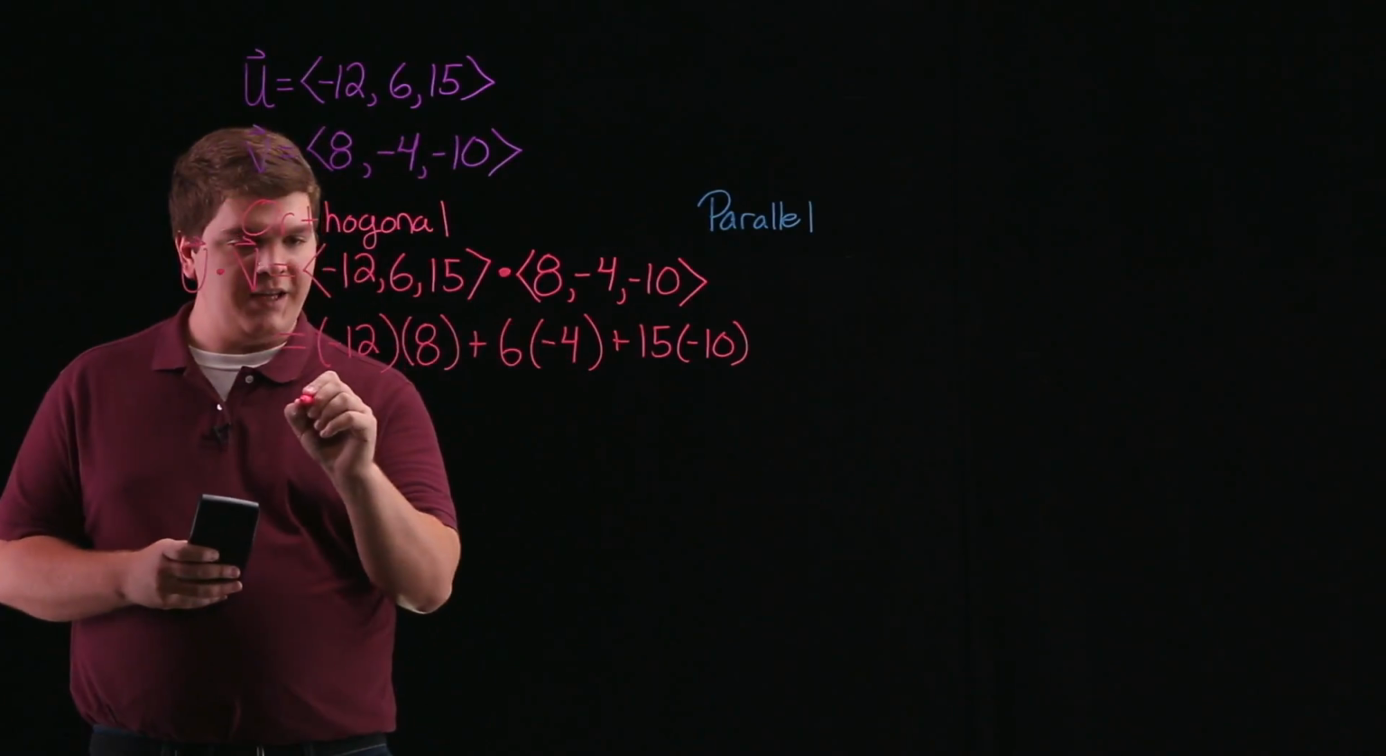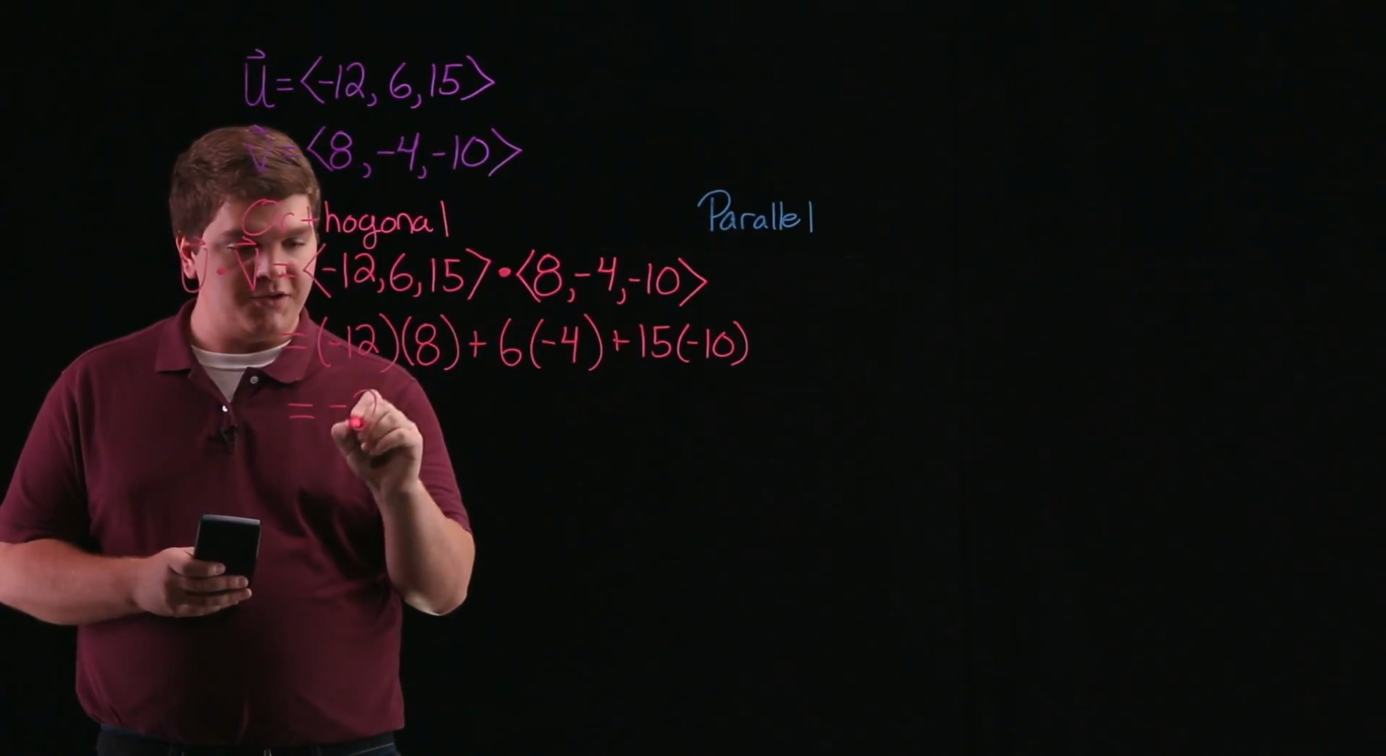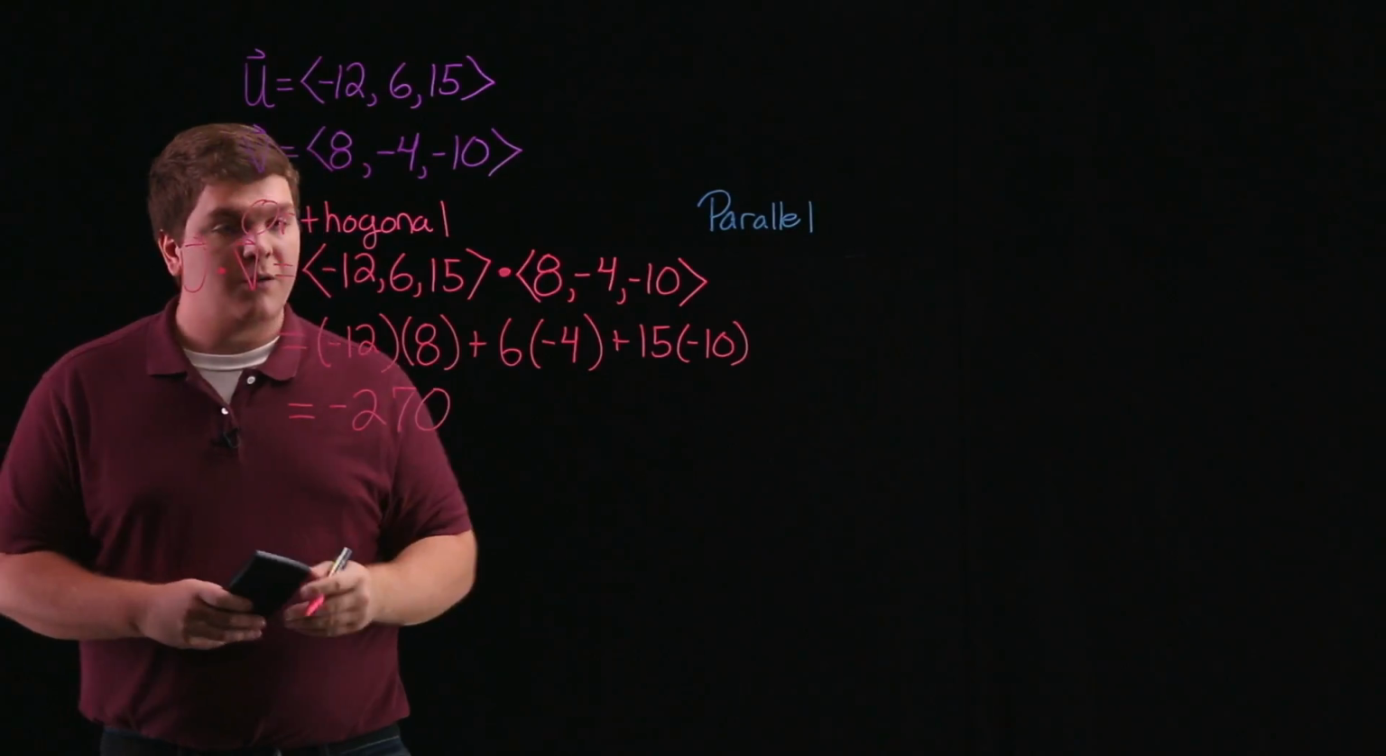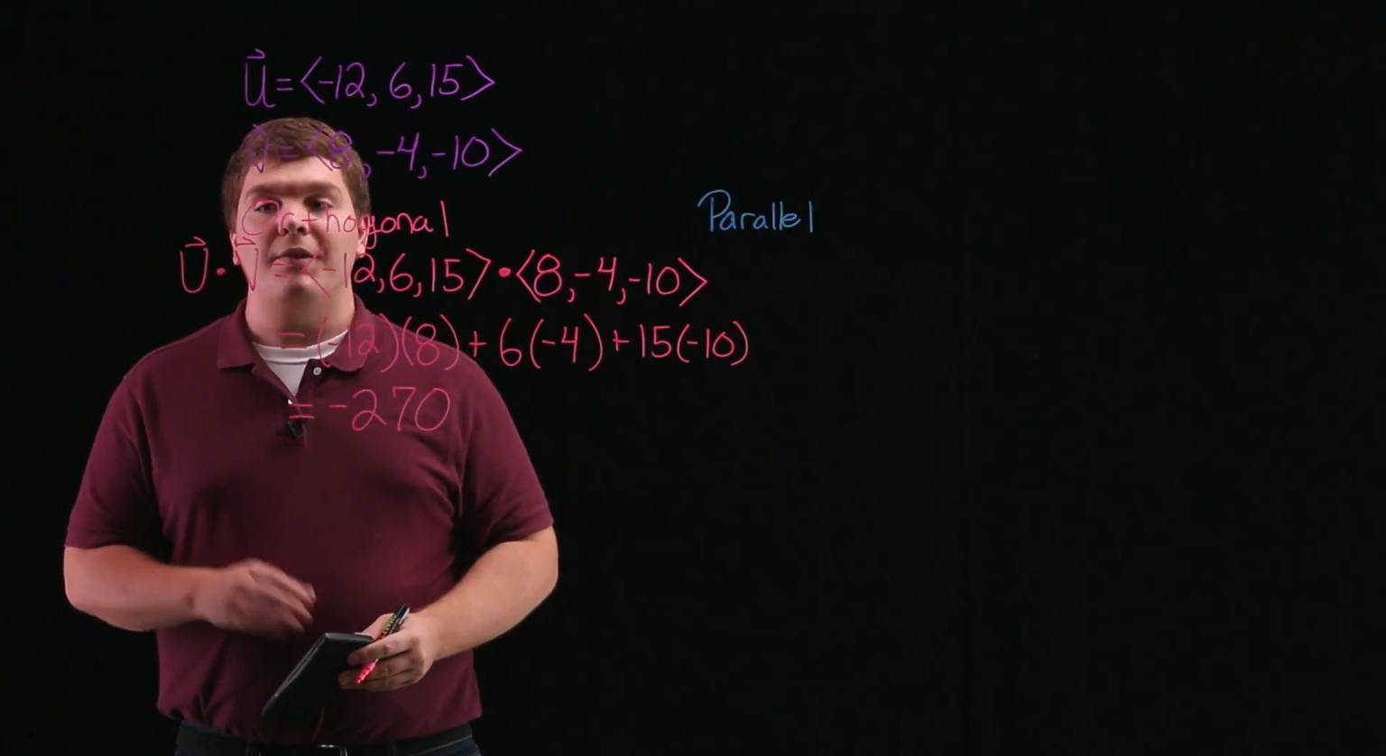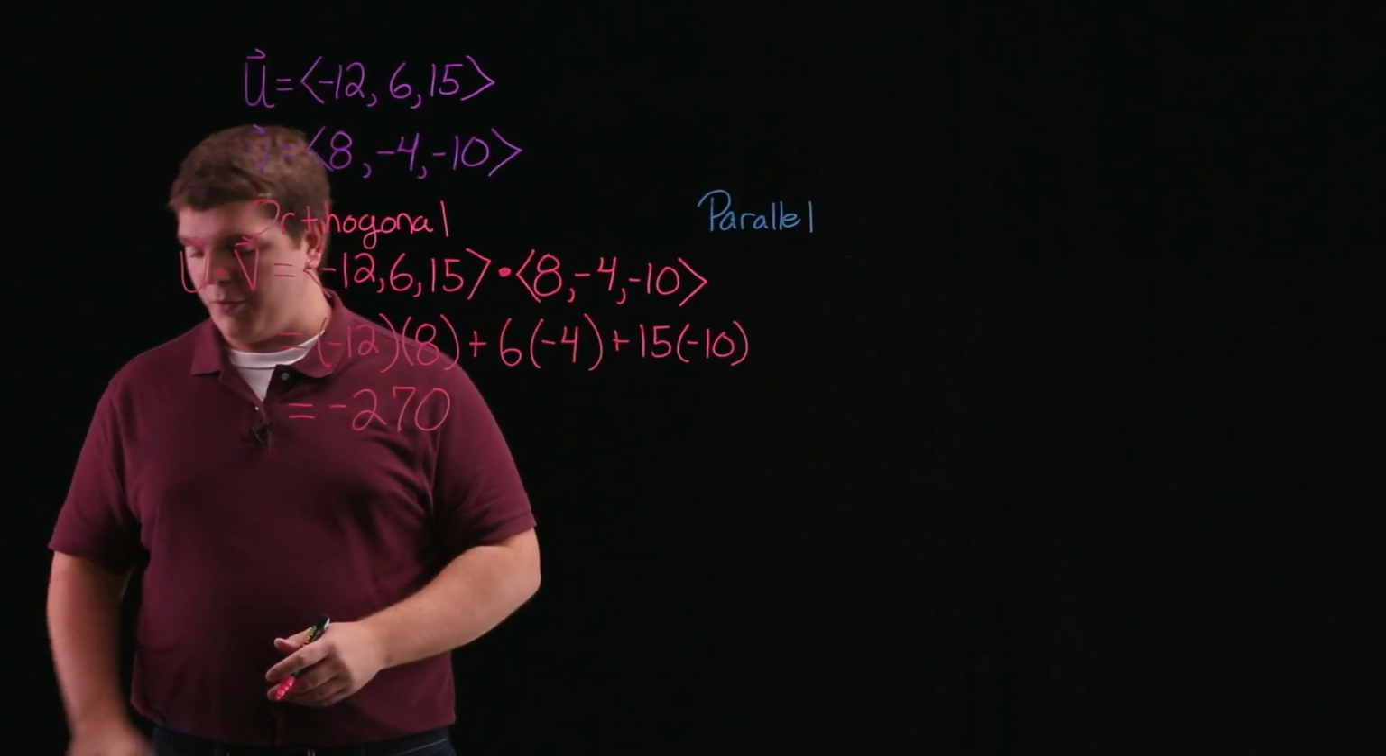So we see that this is equal to -270, which is clearly not equal to 0. So what this tells us is that these two vectors are not orthogonal.